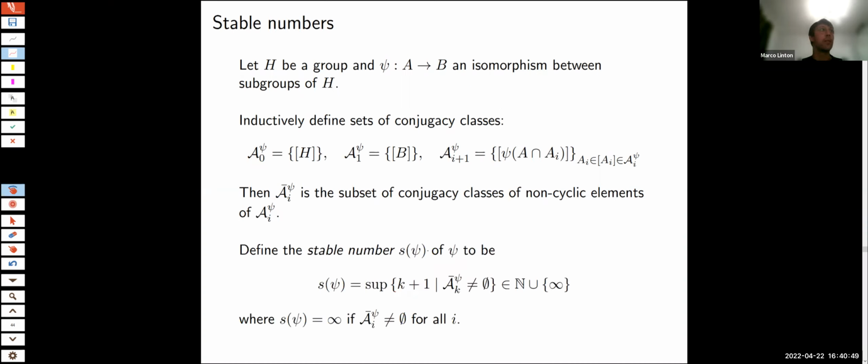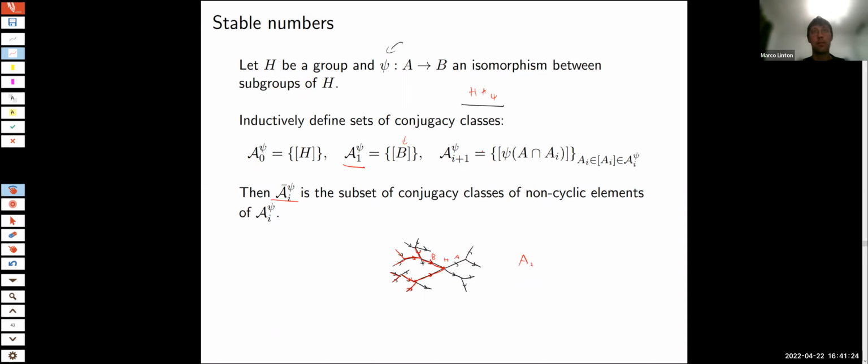And then we'll be interested in the stable number of this isomorphism. So what's that? It's essentially the number k plus 1, where k is the largest number such that AK is non-trivial. So you should think of this as essentially the first number such that this set becomes just conjugacy classes of cyclic groups. Or in terms of this tree, you should think of the stable number I being the first I such that all segments of length I or greater are stabilized by subgroups of rank at most 1. So it could be cyclic, could be trivial.